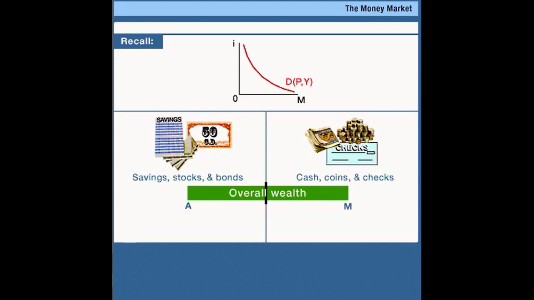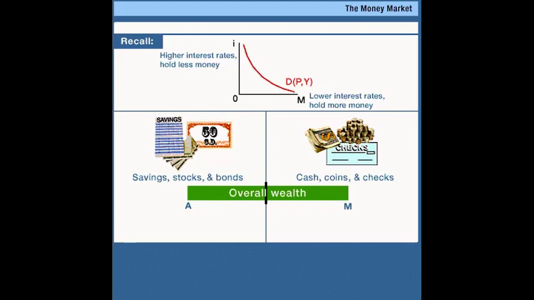But first, remember that as the interest rate falls, people choose to hold more of their wealth in the form of cash, that is, money. And lower interest rates, because they represent a smaller opportunity cost of holding cash, make it profitable for people to opt for the convenience of money instead of the return on interest-bearing assets. The downward sloping demand curve represents the movement into money as interest rates fall.